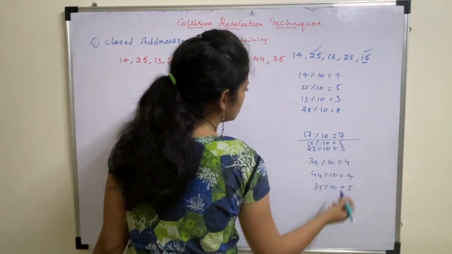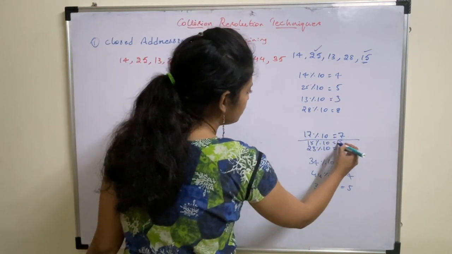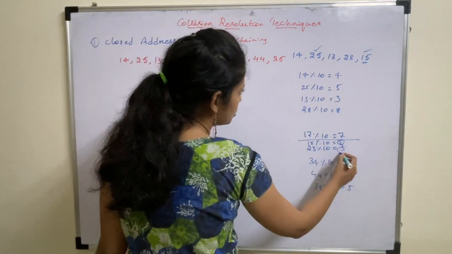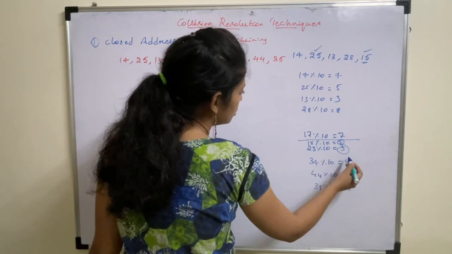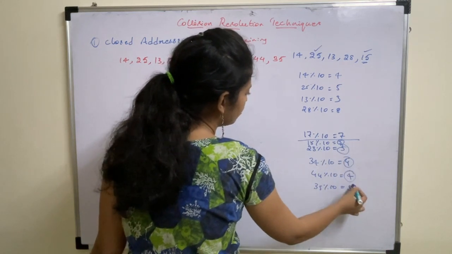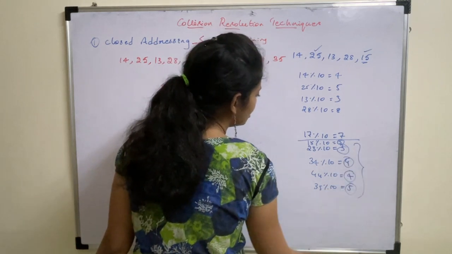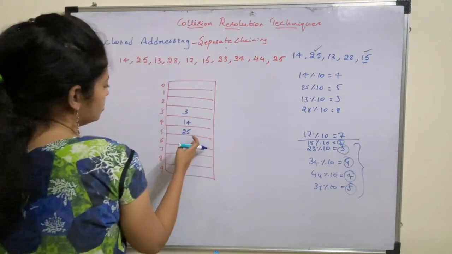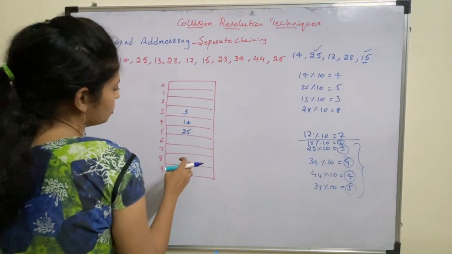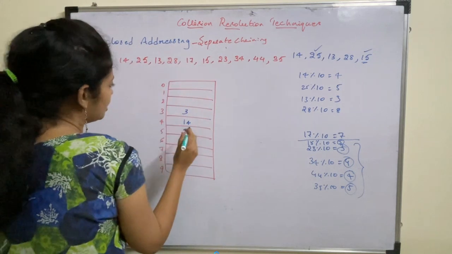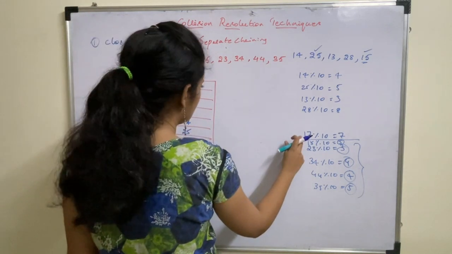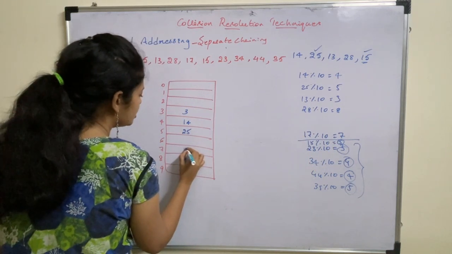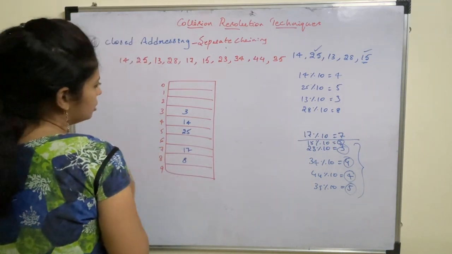But if you take 15, location 5 is already occupied. Similarly 3 is also occupied, 4 is already occupied, and again we got 5. So in order to insert these records, there is no place because the locations are already occupied. Now, how to insert the values using separate chaining? First insert 17: 17 mod 10 is 7, so 17 will be stored at location 7.